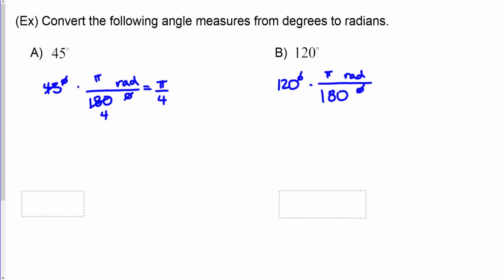Then I just have to reduce 120 over 180. So if I divide both by 10, the zeros will go away. Both of these have factors of 6 in them. 12 over 6 would be 2, 18 over 6 would be 3. So this is 2 pi over 3. And we can say 2 pi over 3 radians, or we can just say 2 pi over 3. It's perfectly fine to leave off the unit because this is a unitless measure.